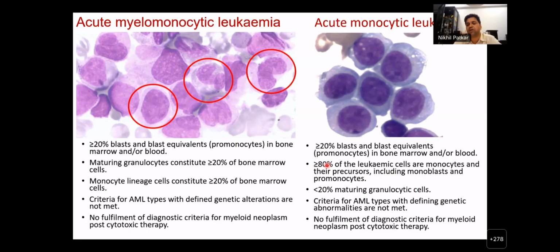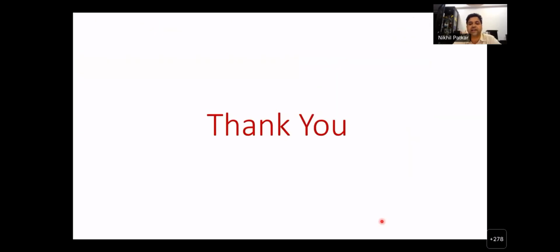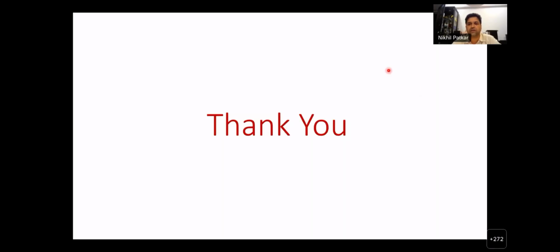Once again, it is not important to diagnose this, not important to diagnose monoblastic leukemia. Criteria are met, other genetic things should not be met, and it should not be post-chemotherapy, because those are distinct entities of their own. So with that, I'd like to say thank you, and thank all the students for working hard on this. I would like to hand the mic over to the moderators to ask more questions.